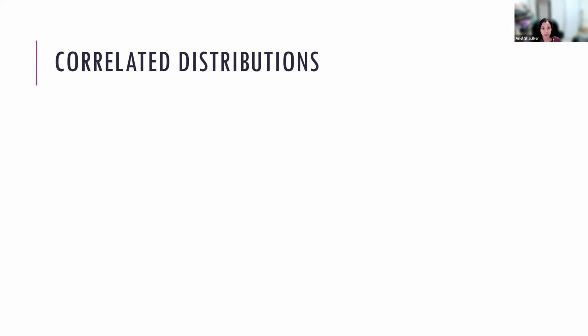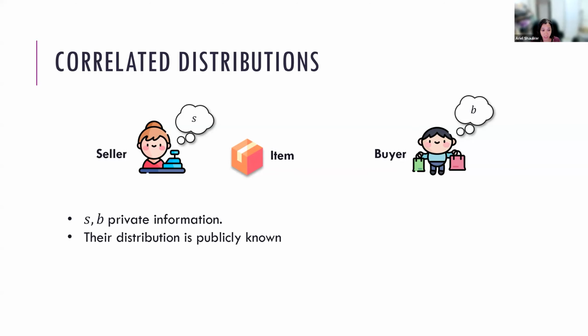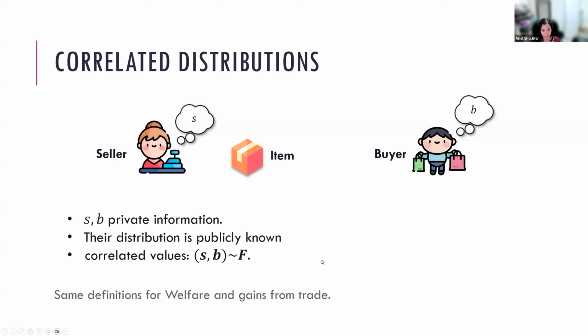So now we are going to start talking about correlated distributions instead of independent ones. Very similarly, we have a seller who owns an item and a buyer who seeks to purchase it. The value of the buyer for retaining the item is B. The value of the seller for keeping the item is S. S and B are again private information of the two agents, and they are sampled from a publicly known distribution, but this time the distribution is allowed to be correlated. We have the same definitions for welfare and gains from trade as we had before.